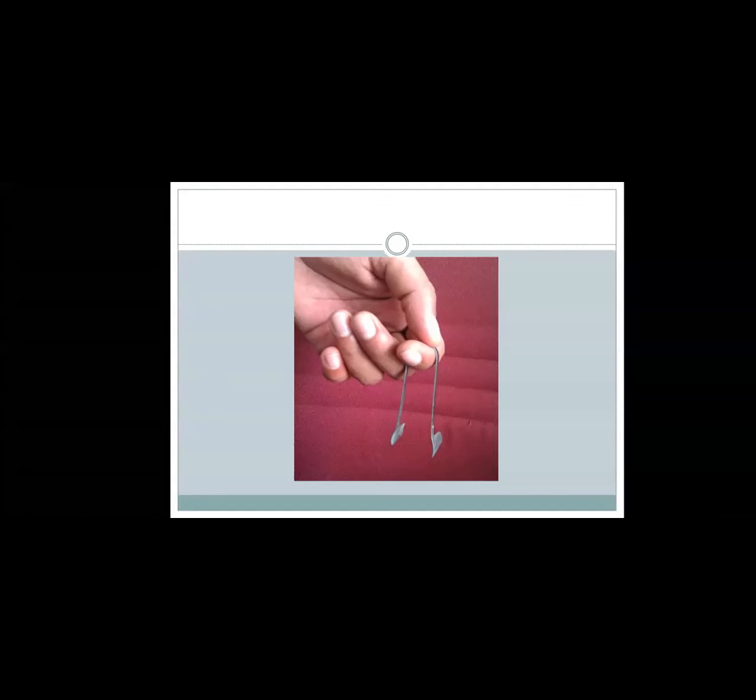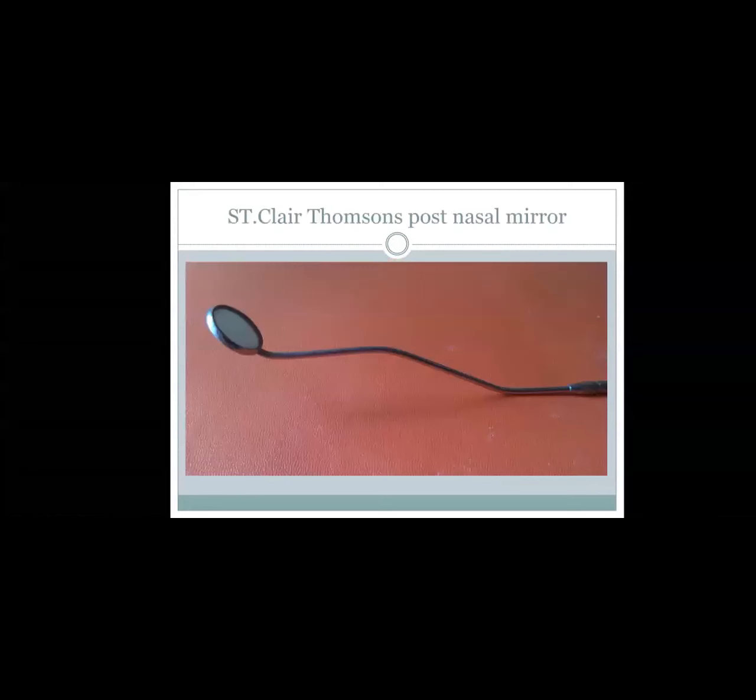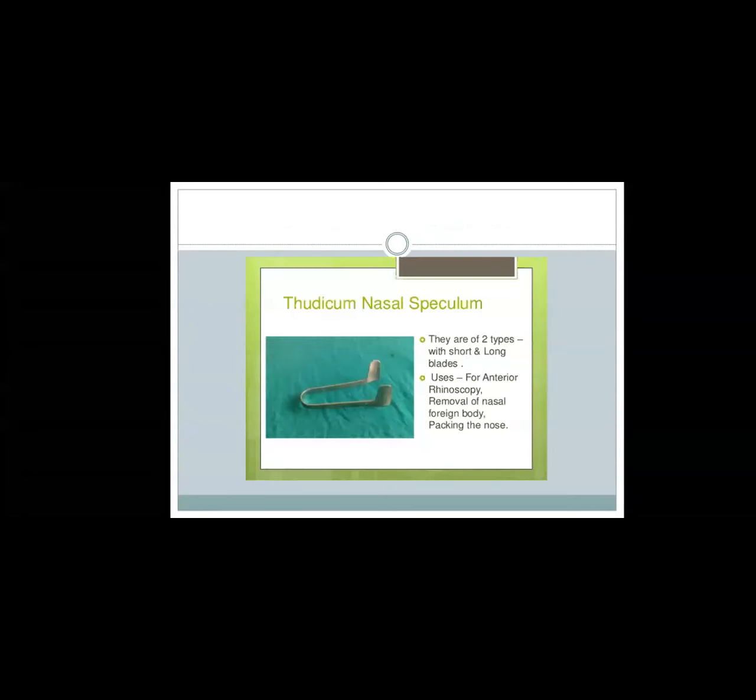When you take the instruments and use them for examining the patient, only then will you have correct knowledge of how to use them. There are small blades and long blades also. Now, I've told you about one mirror, the indirect laryngeal mirror, that is used for examination of the larynx and the lower pharynx. For the anterior nasal cavity, with the help of Thudichum's nasal speculum, you can examine.